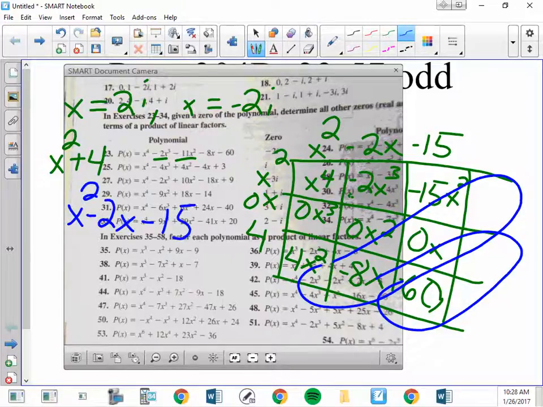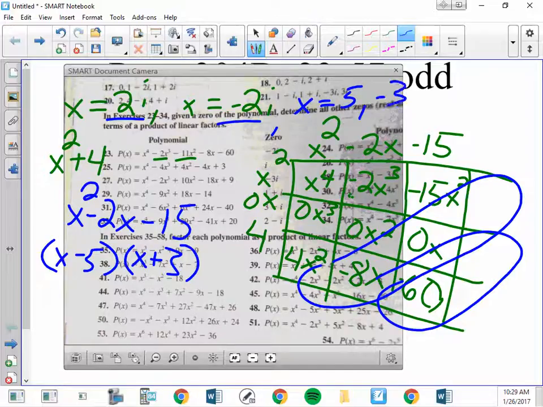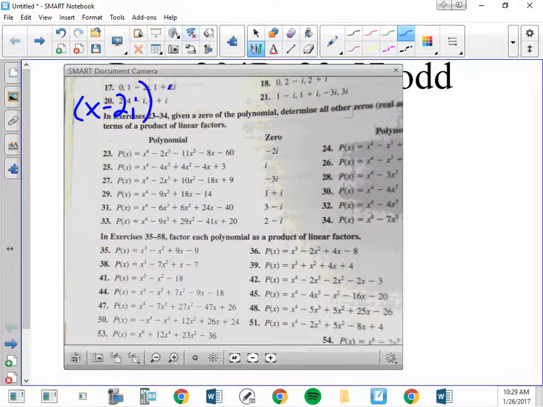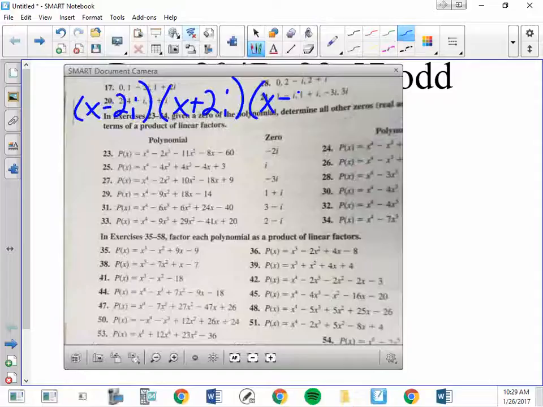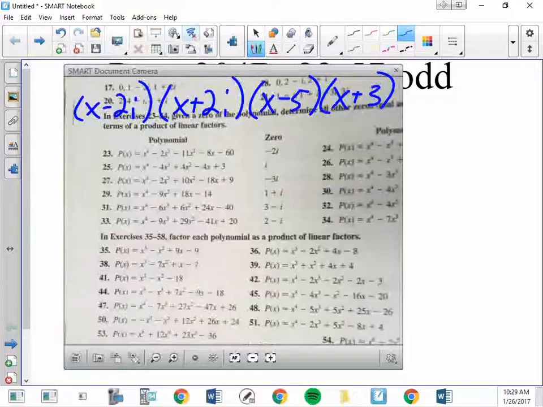Does that factor? X minus 5 and x plus 3. So my roots are positive 2i, negative 2i, 5, and negative 3. How would I represent that as a product of linear factors? It'd be x minus 2i, x plus 2i, x minus 5, and x plus 3. So they're both the answers. So you need to list the roots, and you need to list the factors.